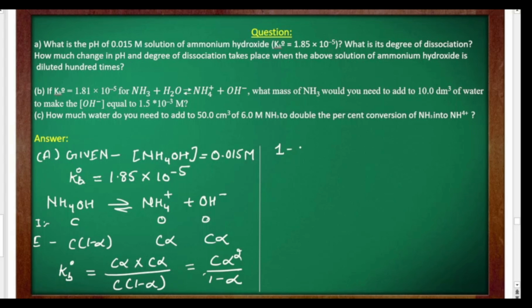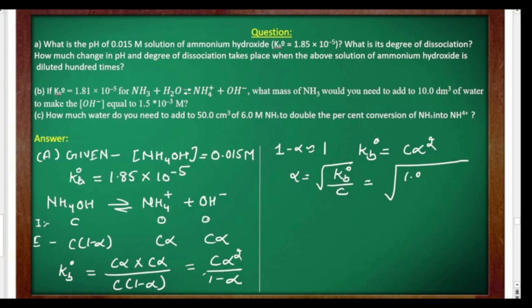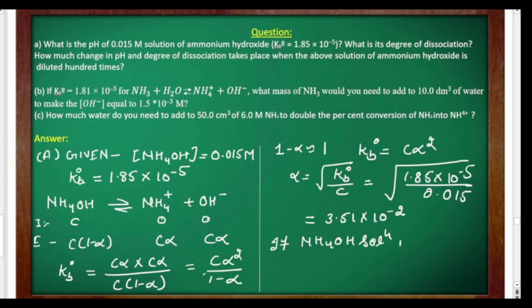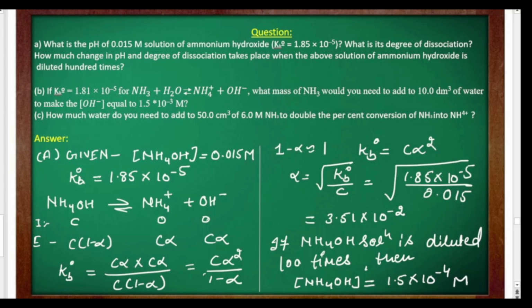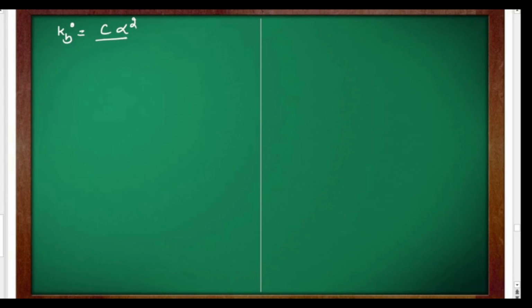Alpha is a small value in comparison to 1. Alpha is equal to square root of dissociation constant divided by concentration of ammonium hydroxide. On solving, alpha value is 3.51 multiplied by 10 raised to power minus 2. If ammonium hydroxide is diluted 100 times, then ammonium hydroxide concentration is 1.5 multiplied by 10 raised to power minus 4. In this situation, alpha value cannot be ignored in comparison to 1.